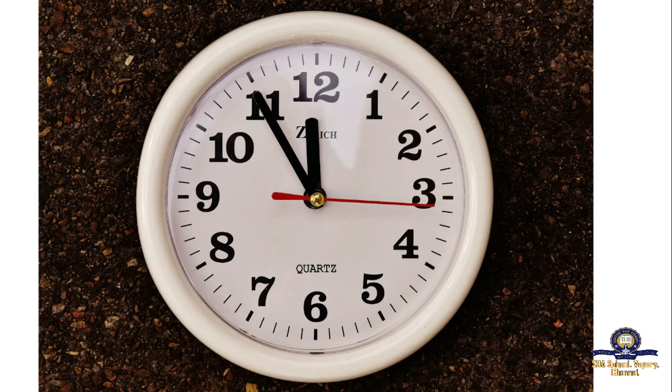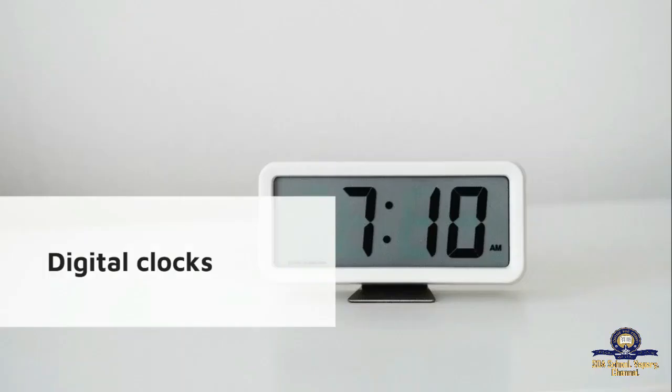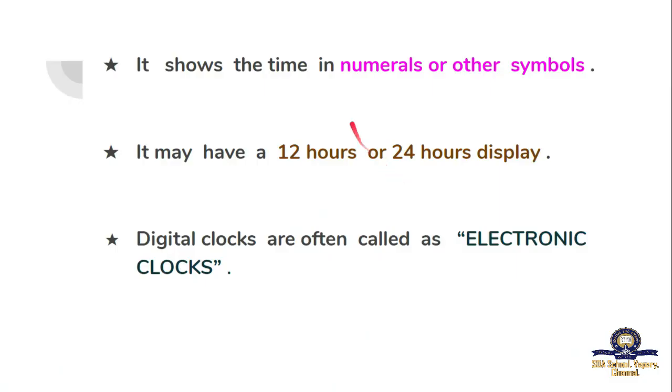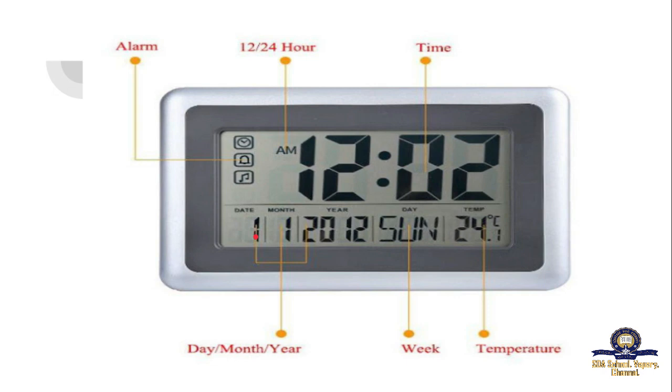Now we will see about digital clocks. A digital clock shows the time directly. It displays the time in numerals or other symbols. It may have a 12 hours or 24 hours display. Digital clocks are also called as electronic clocks. In recent times, digital clocks have date, day, month, year, week, temperature, time, alarm, etc.